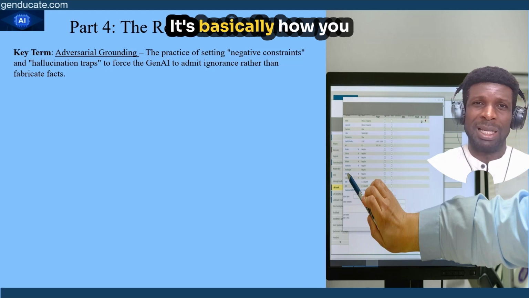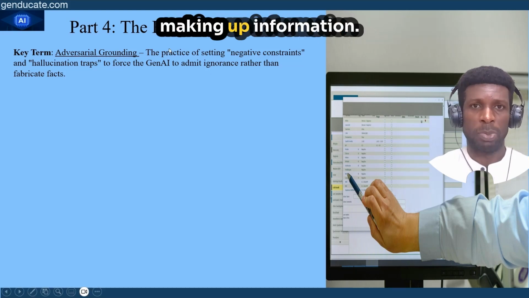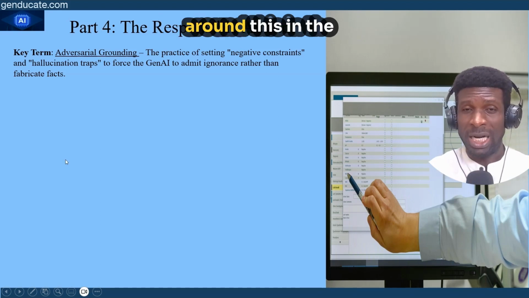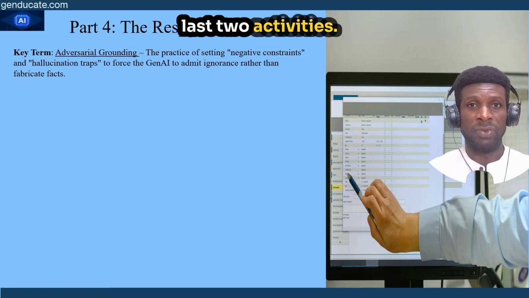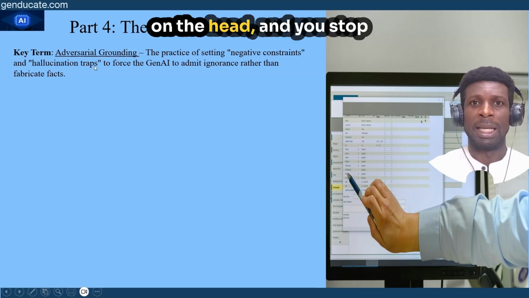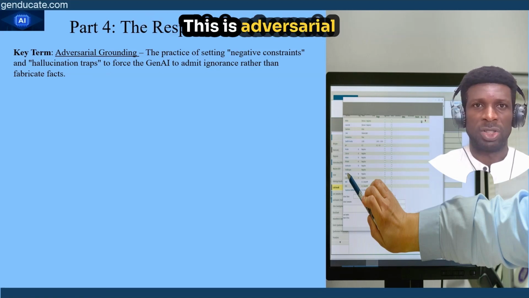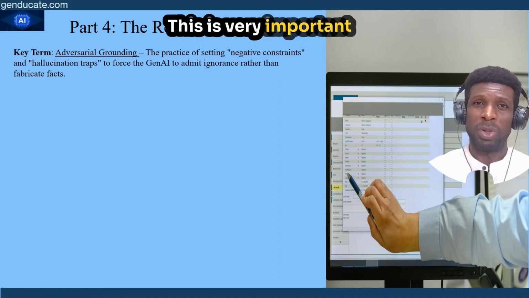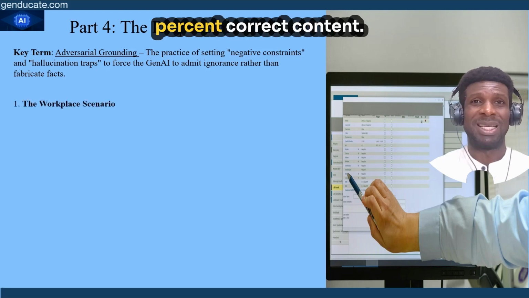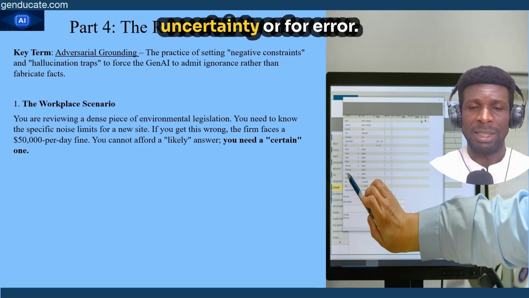It's basically how you prevent generative AI from hallucinating or making up information. We've started working around this in the last 2 activities, but here you will hit the nail right on the head and you stop generative AI tools from doing what you don't want. This is adversarial grounding. This is very important when you need 100% correct content. There's no room for uncertainty or for error.